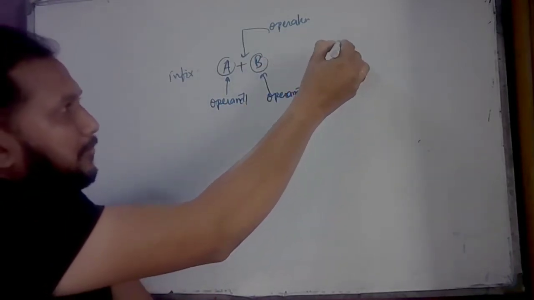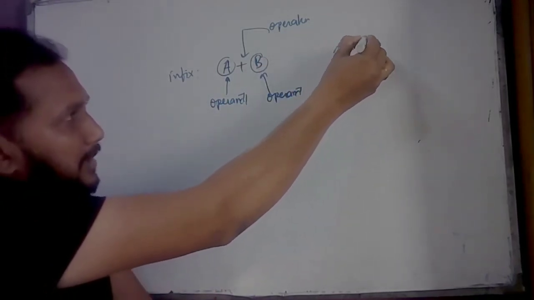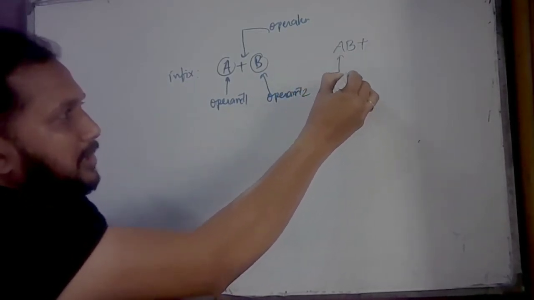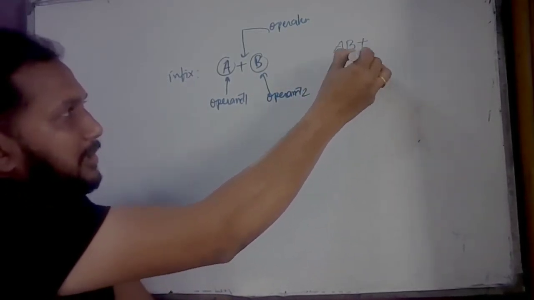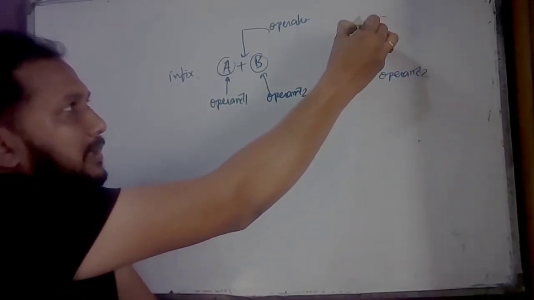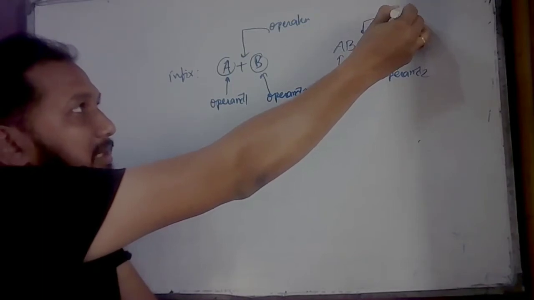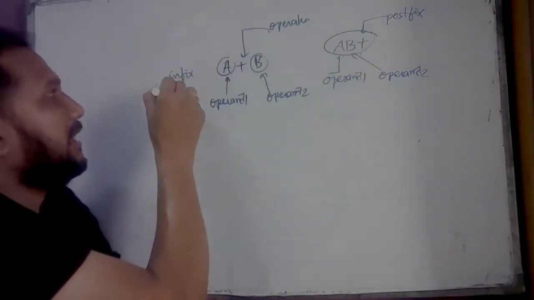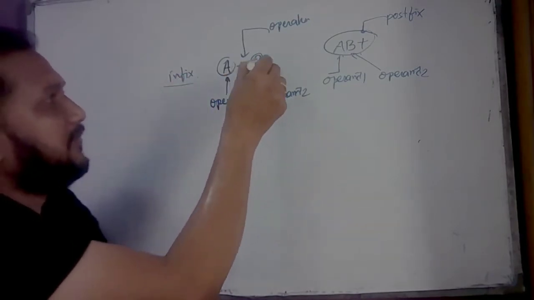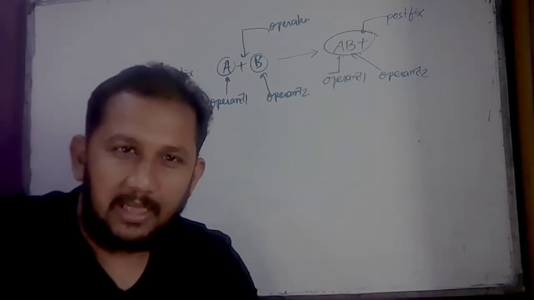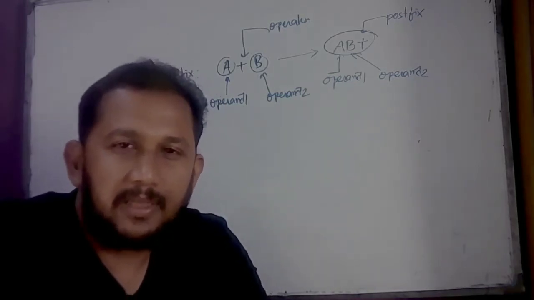Postfix means the operator is placed after the two operands. This is operand 1, this is operand 2, and this is the operator. So this is the postfix and this is the infix. We need to convert this infix expression to postfix by stack. There is an algorithm through which we can convert infix to postfix.